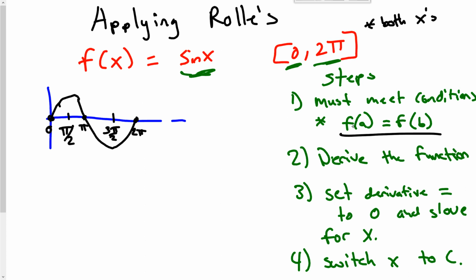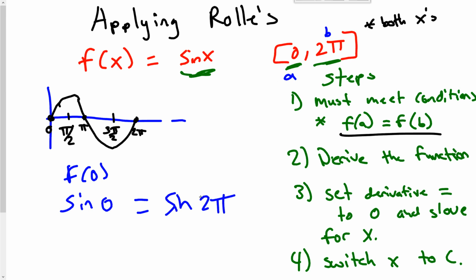Now I have to prove f of a equals f of b. Okay, so how I do that: I label my a here, and this would be my b. So I take f of a, which would be plugging in a for my x, or 0, sorry, because my a is 0. So f of 0, and then setting that equal to, and proving that it equals, really, sine of my b, which is 2 pi, which we know these are true because they both get 0. So that's step number 1, complete. Check that off. Okay, now we derive the function.